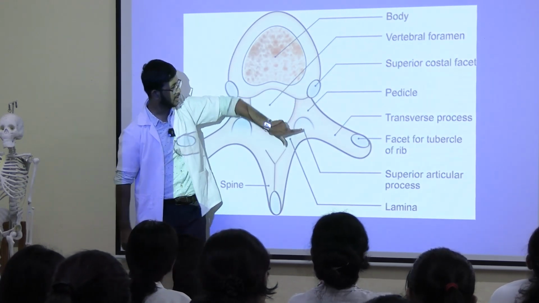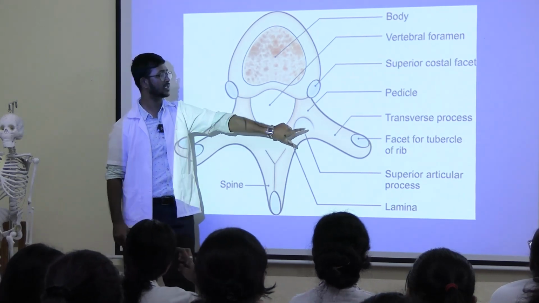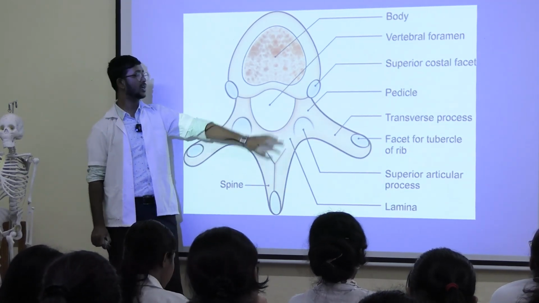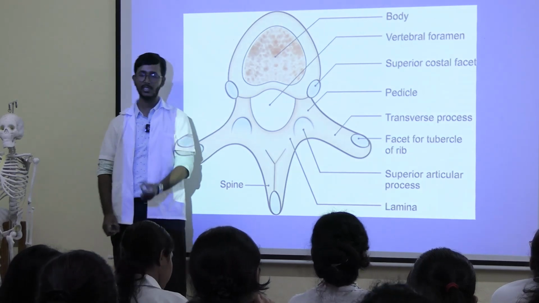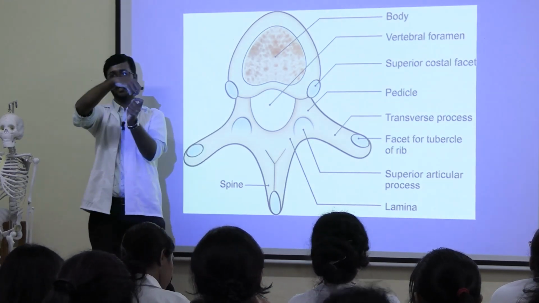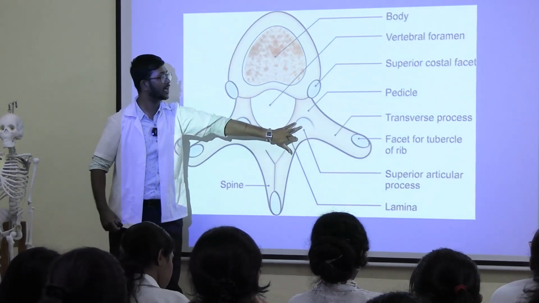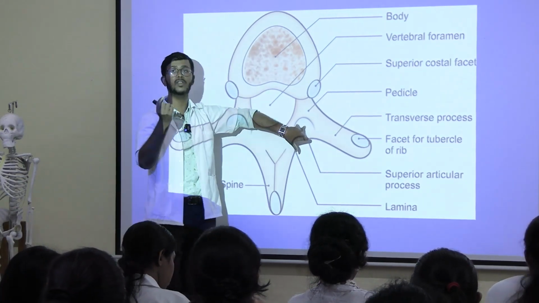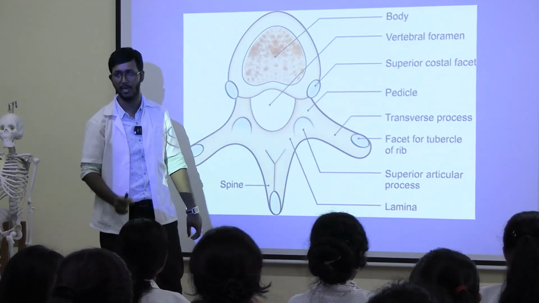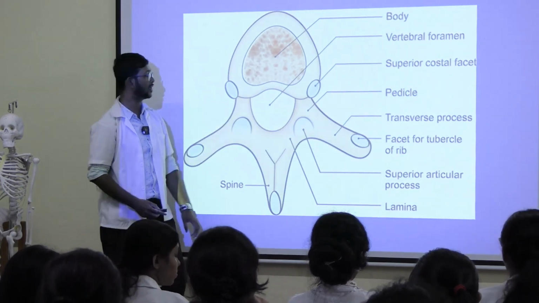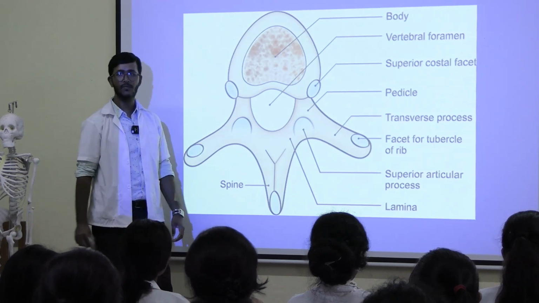Pedicle as well as lamina. We get this bony projection known as the superior articular process. What is the function of this superior articular process? It articulates with the superior vertebra. If this is my T5 vertebra, then this superior articular process will be articulating with the inferior articular process of the T4 vertebra. This is the function of the superior articular process, and we will also see the inferior articular process.